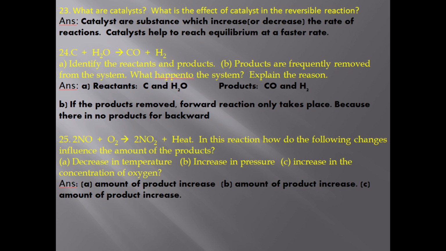In a reversible reaction, catalysts increase the rate of both the forward and backward reaction to the same extent. As a result, the system reaches equilibrium at a faster rate. Sponge iron is the catalyst used in the preparation of ammonia.